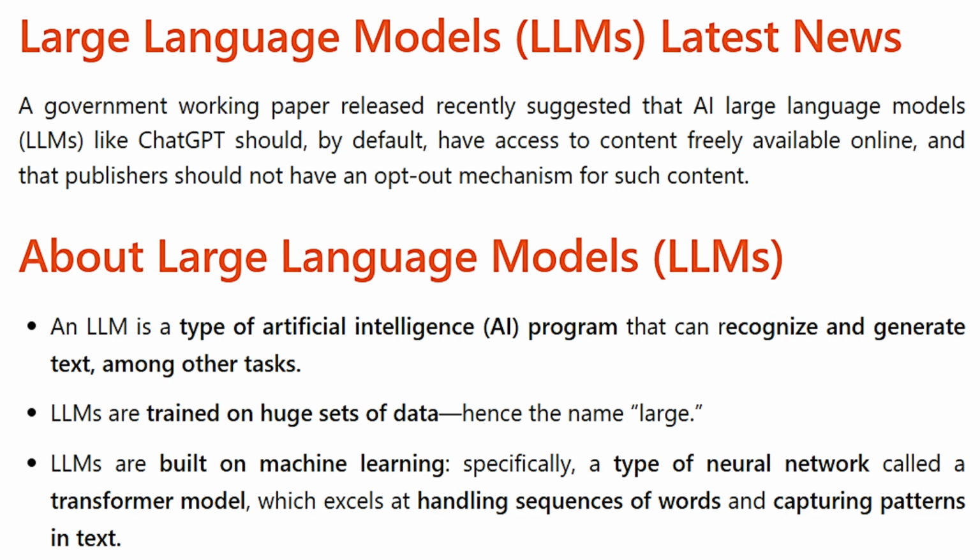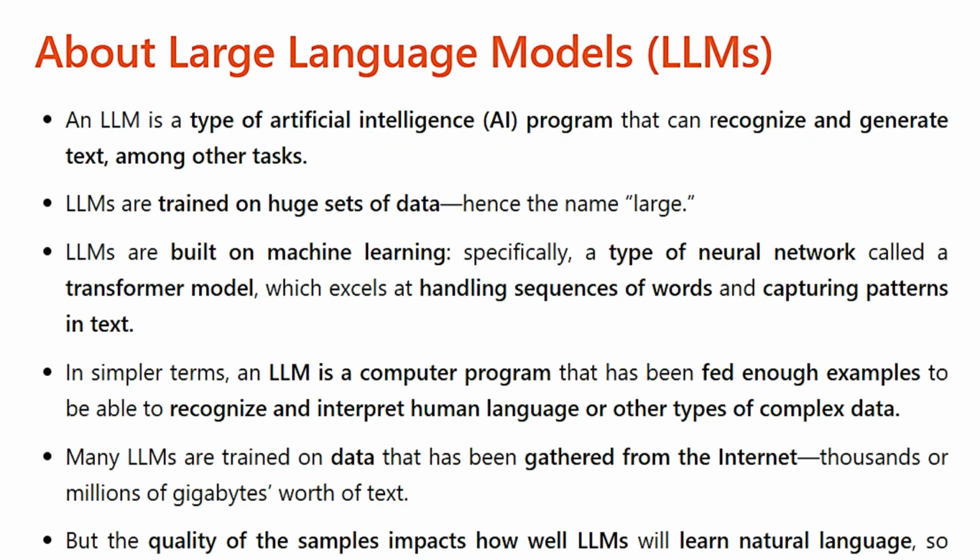An LLM is a type of artificial intelligence, AI, program that can recognize and generate text, among other tasks. LLMs are trained on huge sets of data, hence the name large. LLMs are built on machine learning, specifically, a type of neural network called a transformer model, which excels at handling sequences of words and capturing patterns in text. In simpler terms, an LLM is a computer program that has been fed enough examples to be able to recognize and interpret human language or other types of complex data.